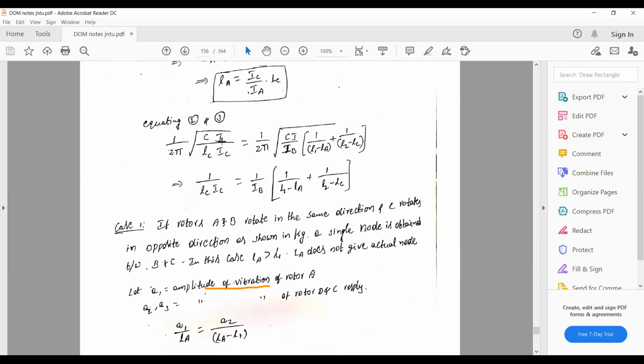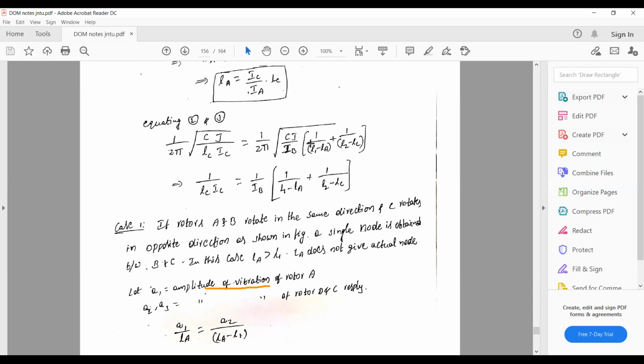Now we are going to equate 2 and 3. So when we equate 2 and 3, that is 1 by 2 pi into square root of Cj by LCIC equals 1 by 2 pi into square root of Cj by IB into (1 by L1 minus LA plus 1 by L2 minus LC). The common terms cancel here. Then the remaining portion is 1 by LCIC equals 1 by IB into (1 by L1 minus LA plus 1 by L2 minus LC).